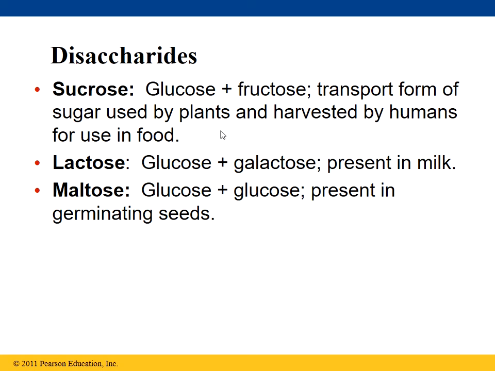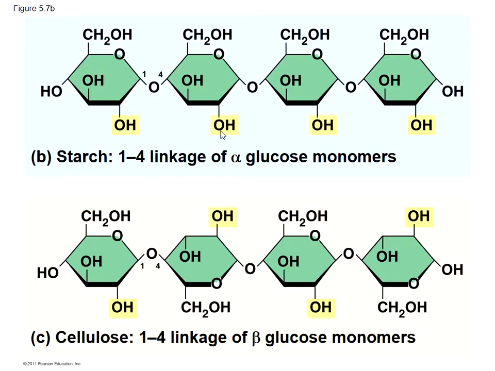Maltose is a seed sugar. If you eat sunflower seeds, pumpkin seeds, you'll get a lot of maltose. And we do digest that again, just like the rest. These are all disaccharides. Two sugar units, di meaning two. And then we have our polysaccharides, poly meaning many.